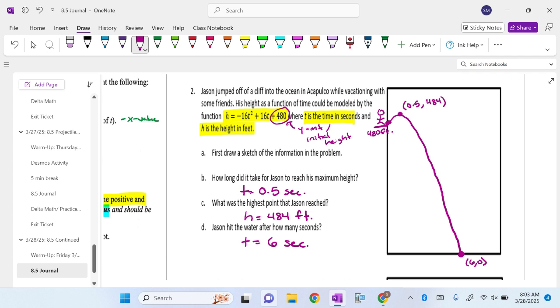Riley E. What'd you get for how long it took to reach the maximum height? Good. And how'd you know that? So how'd you get the 0.5? Right. So it's the x value of the vertex. So this vertex right here, the x value is 0.5.